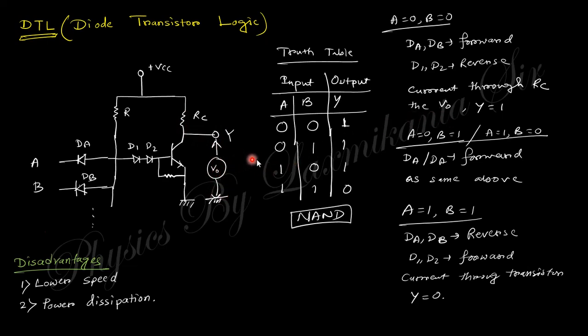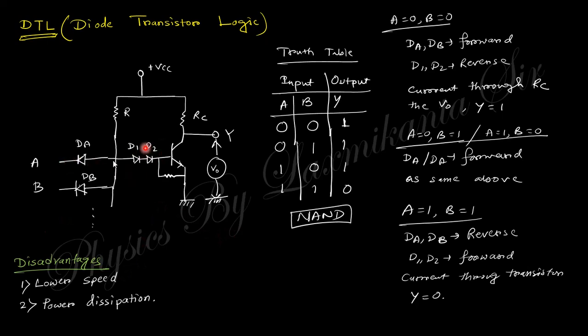Next condition, when A is zero, this is forward bias. If anyone is forward bias here, that means anyone is zero here. What happened? These are the reverse bias, this is cut off, and we will obtain the one here. That is the output of the NAND gate. Okay, so I think that's clear.